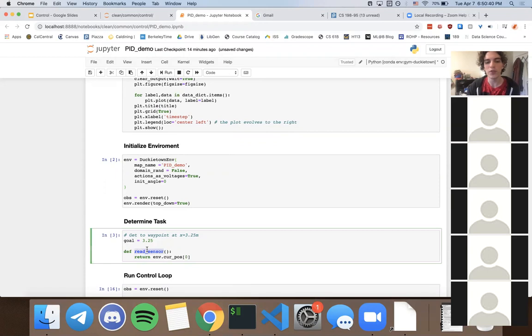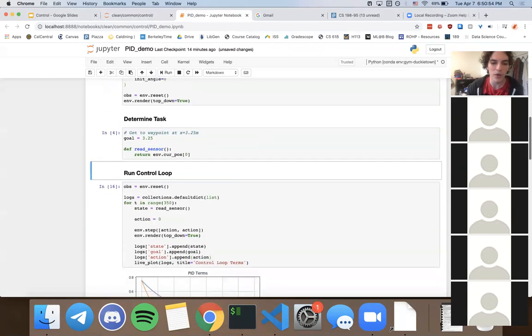So we're going to reach the state by reading a sensor. In this case, we're just going to literally go into the environment and have it tell us what our x position is. In reality, you would use a sensor to estimate your state. So we have a goal and a state, and now we want a control loop.